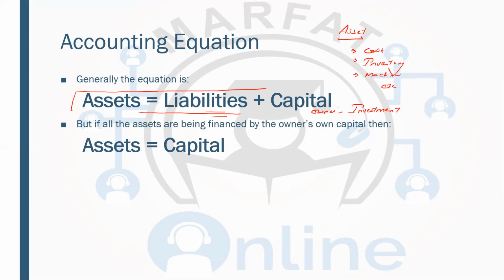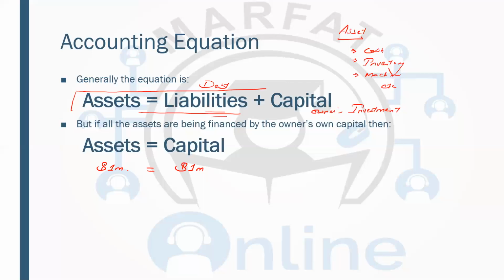And this liability is investment other than the owner's, and that is also going to be called debt. But what if I say that I was having my own 1 million to buy all those assets required for the business? Now the equation is going to be assets is equal to capital. There is no liability.